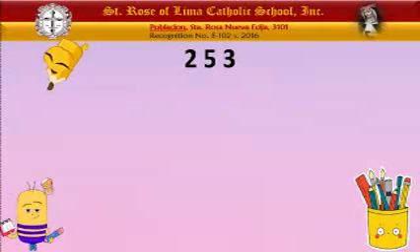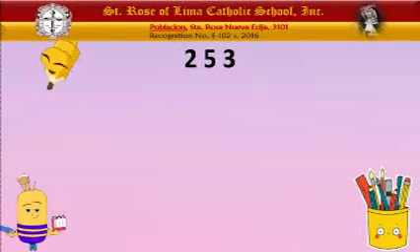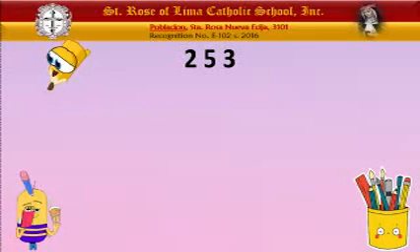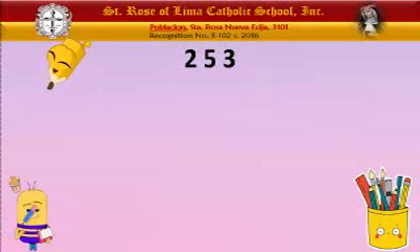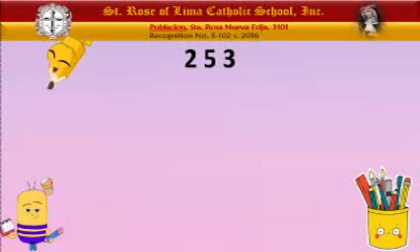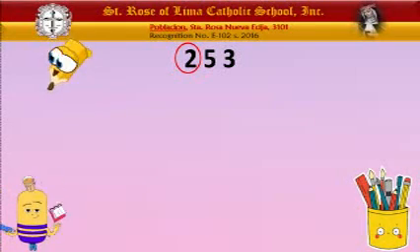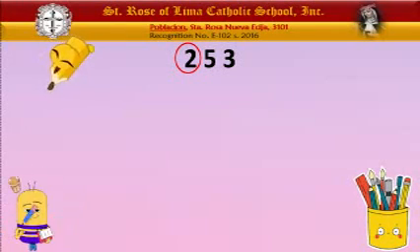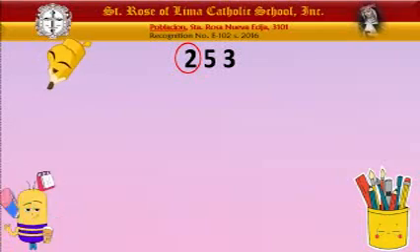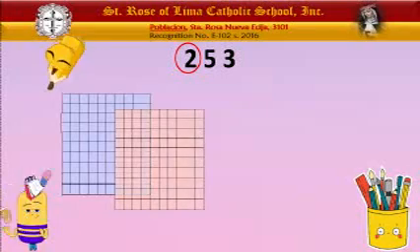Now, let's try to use the base 10 blocks to represent 253. So how are we going to represent 253 using base 10 blocks? So first, we have to look at the first number at the left. We have there number 2. So we can represent that number by a flat. So if we have there number 2, it means we need 2 flats.